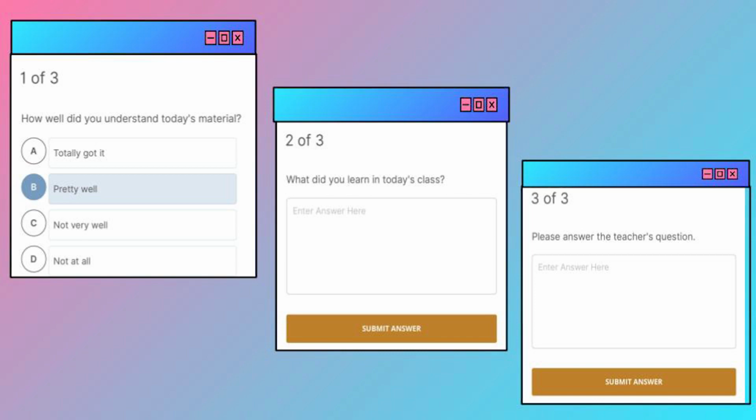First, the student must identify with his or her name. Then, the app will ask how well did they understand today's material. Then, they must summarize or highlight what they learned in today's class. Finally, you can ask them something to write the answer using the platform.